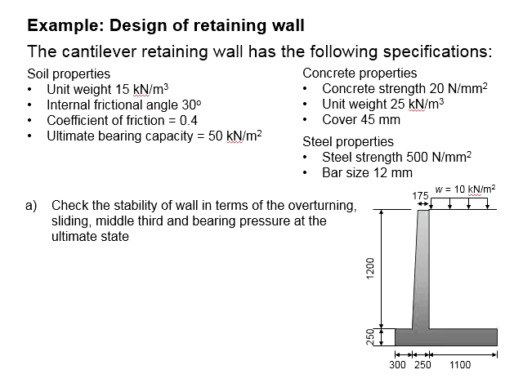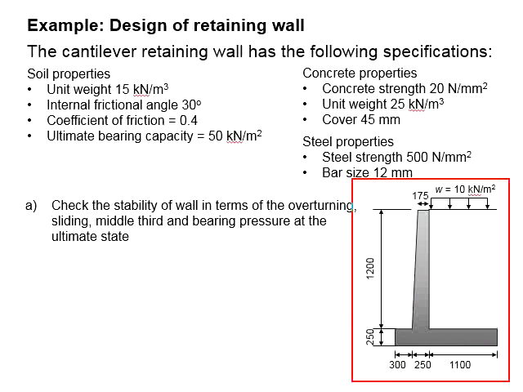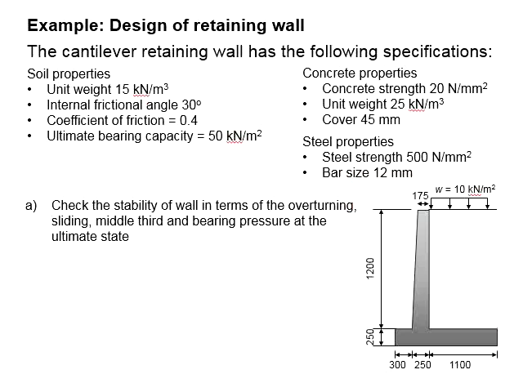Let us try to design a cantilever retaining wall. The dimensions of the retaining wall are given here. The thickness of the base and the wall is 250. There will be a toe and there will be a heel. The thickness at the base of the wall and at the top is slightly different.